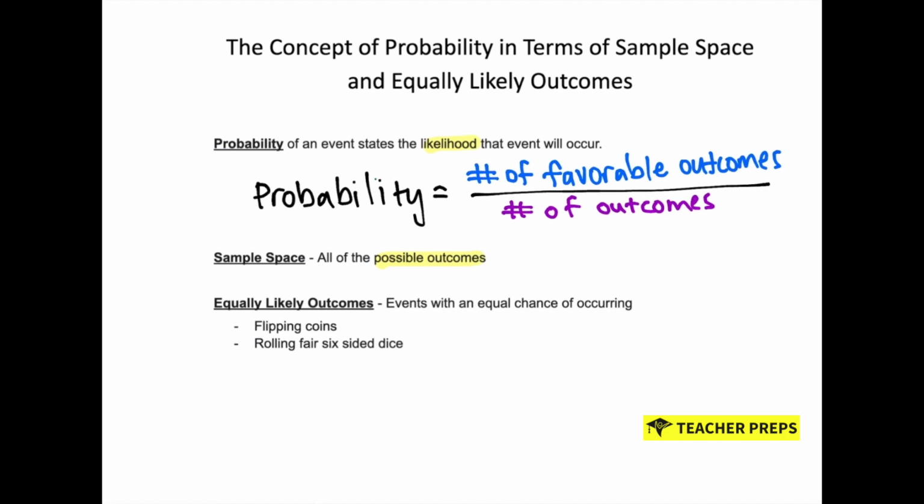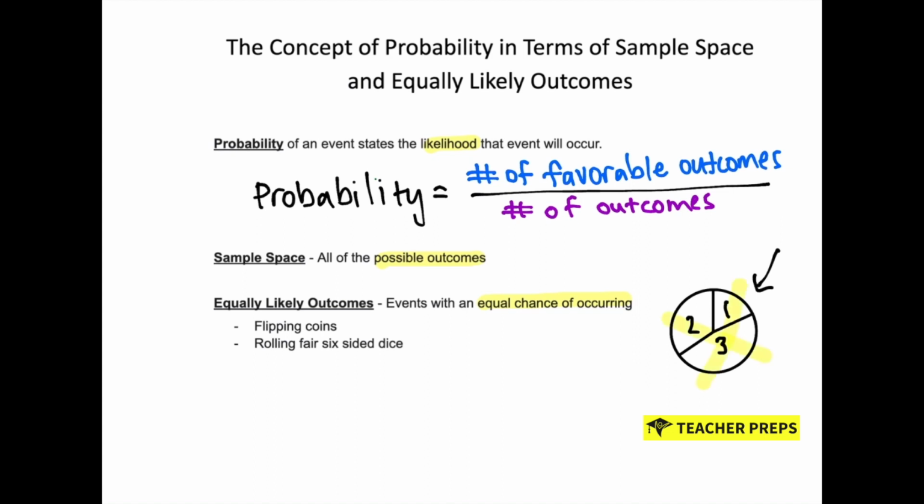Also, when you find probability, you need to have each outcome be equally likely, meaning you have an equal chance of things occurring. If you looked at this spinner right here, do we have an equally likely chance of getting a 1, 2, or 3? The answer is no. So you could not say the probability of getting a 1 is 1/3.